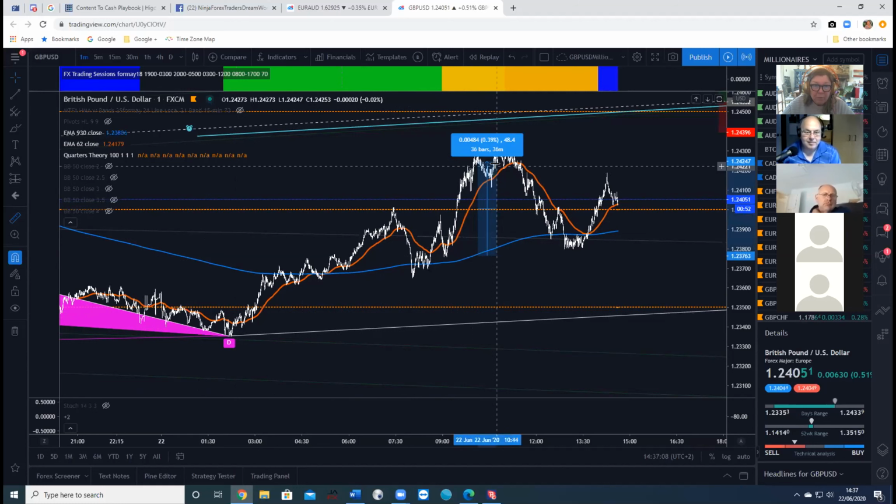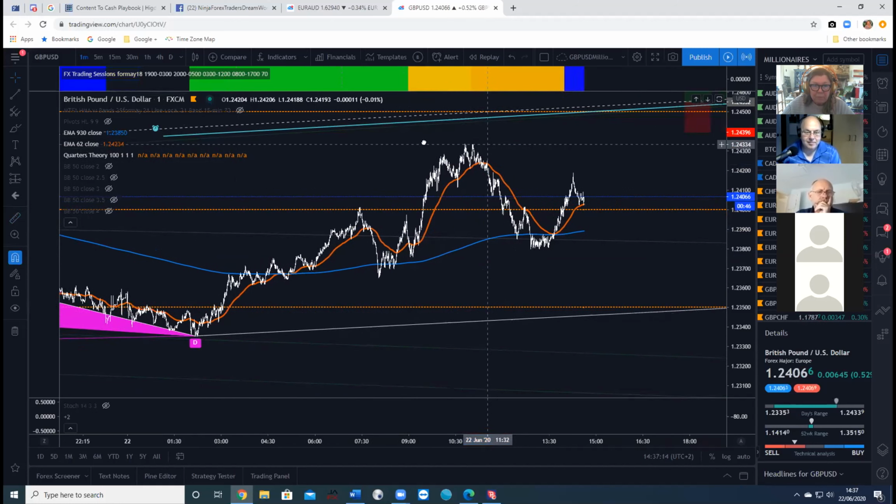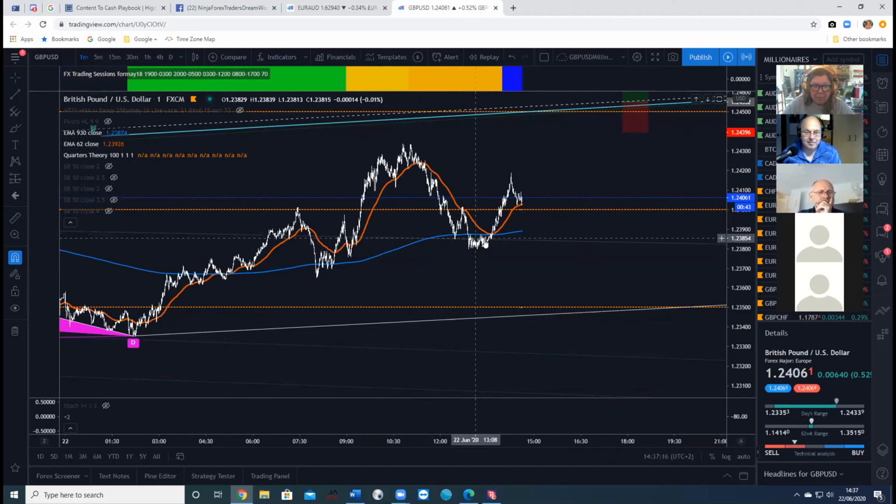100 pip move, 60 pips as London opened, and come back down. But notice that the 62, the orange line, did not actually cross the 15 minute one. It's curled round and gone back. So it's still in its upward trend.